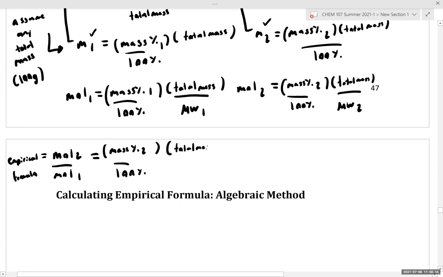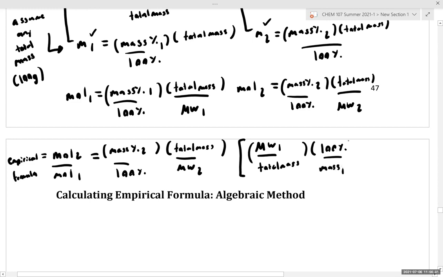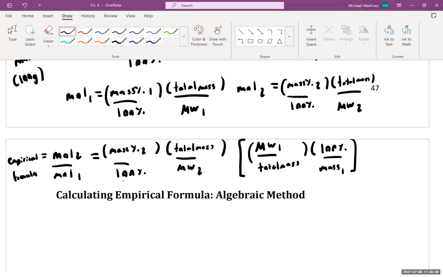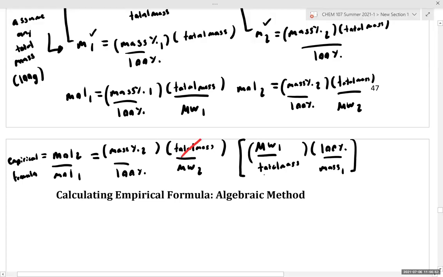the total mass over the molecular weight of element 2, divided by the moles of element 1, which corresponds to the molecular weight of element 1 over the total mass times 100% over the mass of element 1. Now, as we can see, we notice something very interesting. The total mass and this 100% value cancel out when we look at our mole to mole ratio.